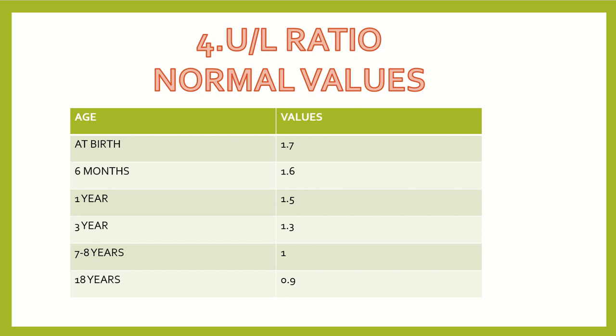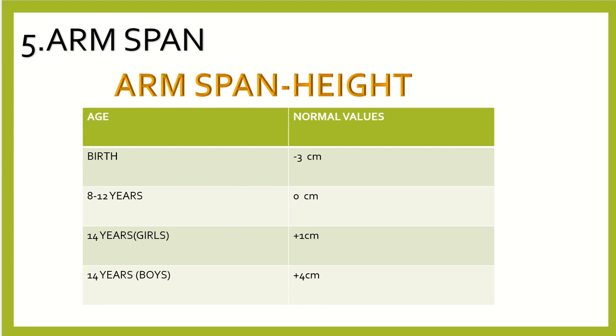At birth, the value is 1.7. At 6 months, it is 1.6. At 1 year, it is 1.5. At 2 years, it is 1.4. And at 3 years, it is 1.3. At 7 years, it is 1. And at 18 years, it is 0.9.